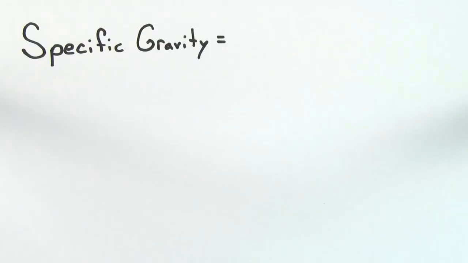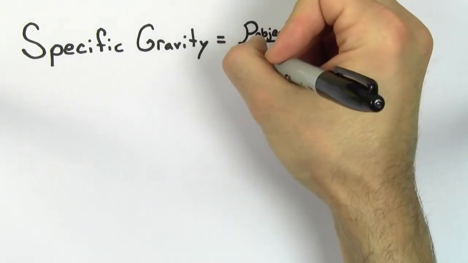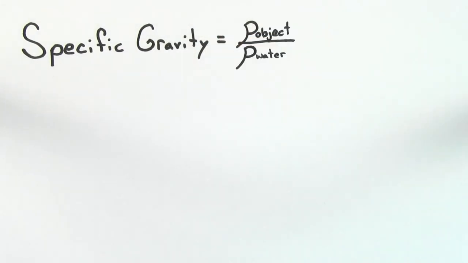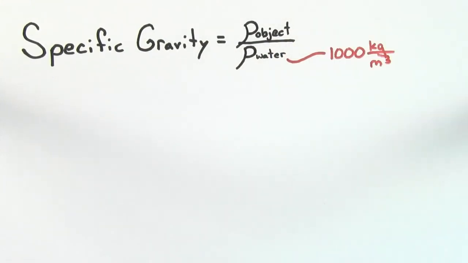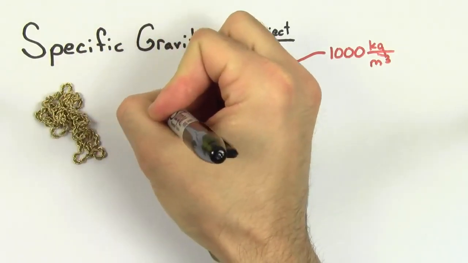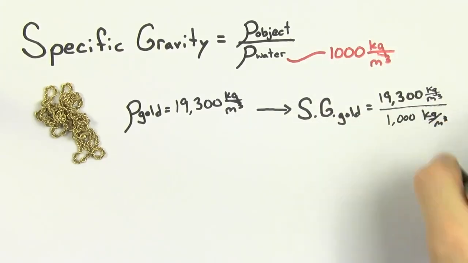What does specific gravity mean? The specific gravity of an object is the density of that object divided by the density of water. The density of water is 1,000 kilograms per meter cubed. For instance, the density of gold is 19,300 kilograms per meter cubed, so the specific gravity of gold is 19.3.